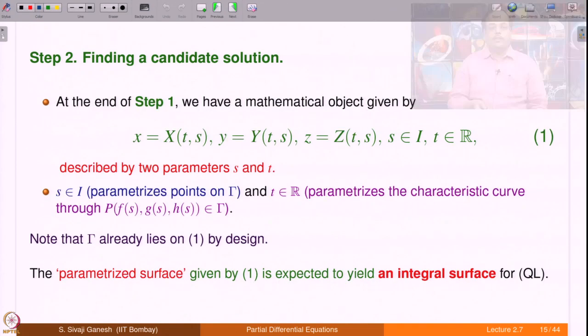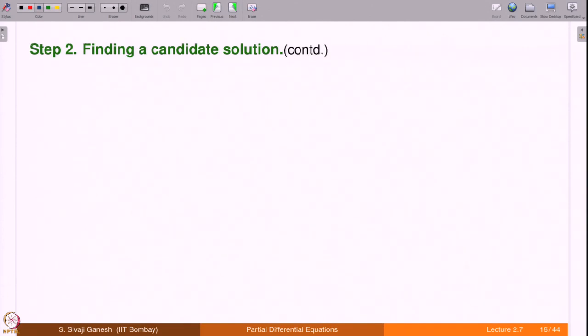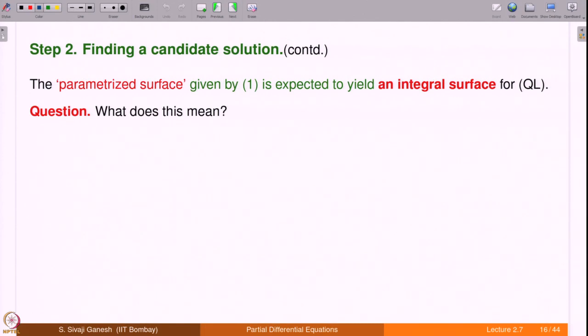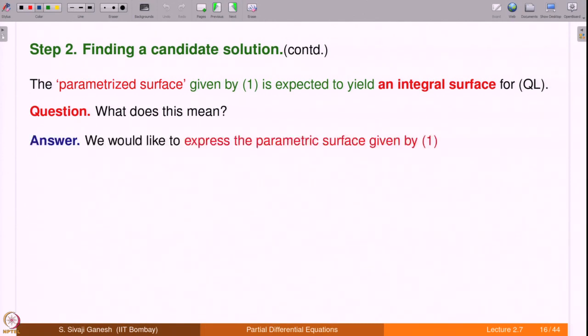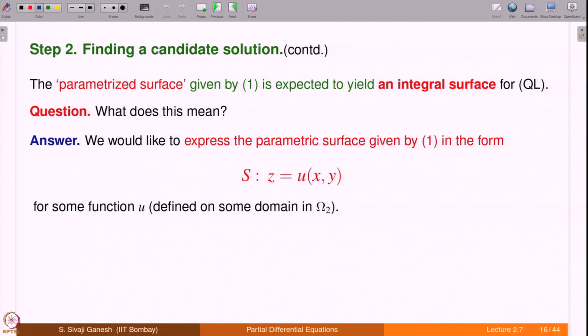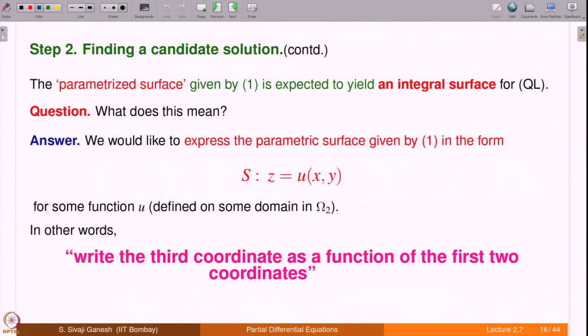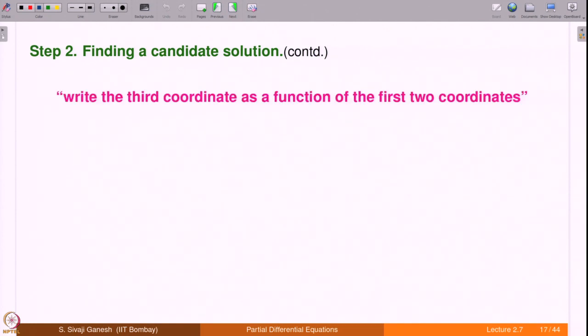But this is described using parameters t and s. Now, we need to write it as z equal to u(x,y). So, what does this mean? It means that we would like to express the parametric surface given by (1) in this form z equal to u(x,y) for some function u. We need to find some function, that means we need to find a domain on which this function is defined and this holds. In other words, write the third coordinate as a function of the first two coordinates using (1). That is the only thing that we have in our hands, namely, the family of characteristic curves passing through points of gamma.